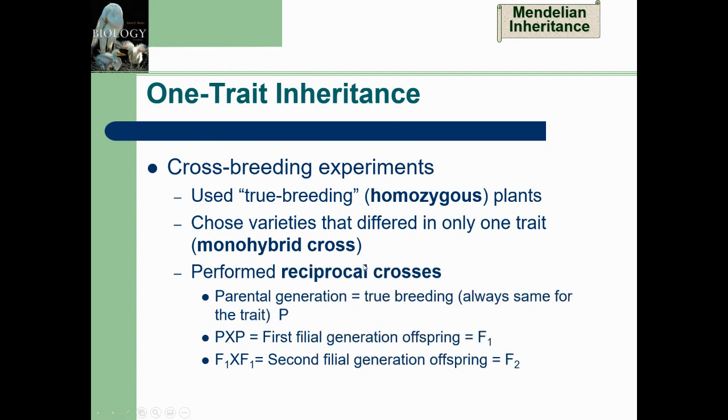Call them reciprocal crosses. The initial starting generation he selected, the P or parental generation, was true breeding. They were always the same for the trait. We breed one parent generation plant with another parent, and we get the first filial generation. Filial is Latin for offspring, for son or daughter. The first filial generation we call the F1 generation. Then if we select two individuals from the F1 generation, we call that the second filial generation, or F2. So P is the parent, F1 is the first generation, F2 is the second from the parents.